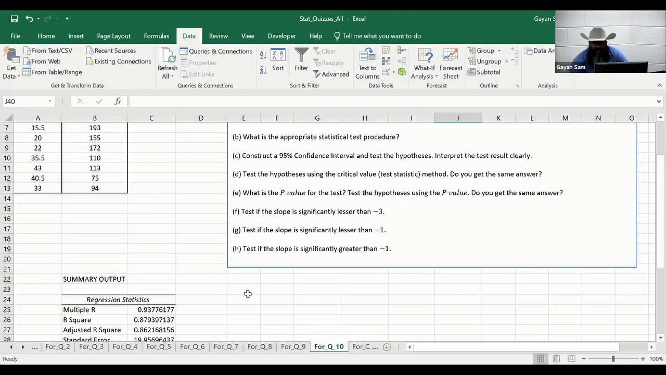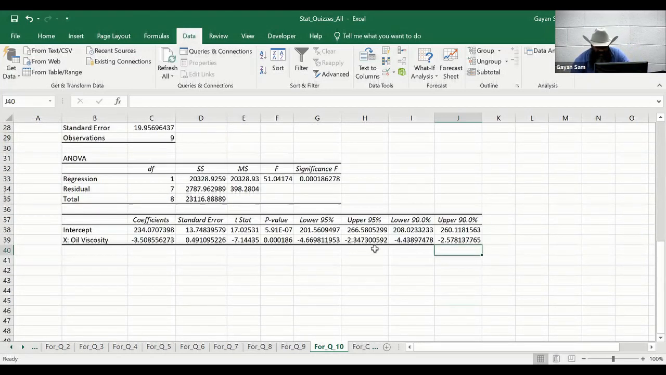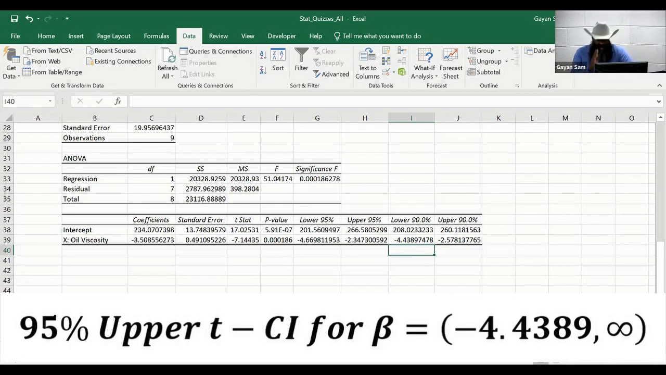So we go back to the 90% two-sided confidence interval. It's right here. So what we need is a 95% upper confidence interval. So this time we replace the upper limit with +∞. The lower limit stays as it is. Therefore, our 95% upper confidence interval is from -4.4389 to +∞. And we need to see if -1 is found inside of that interval.